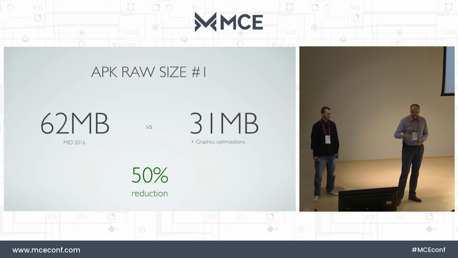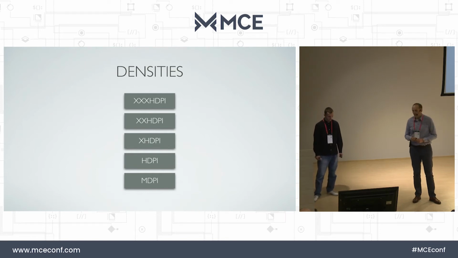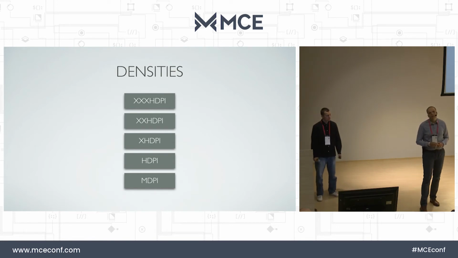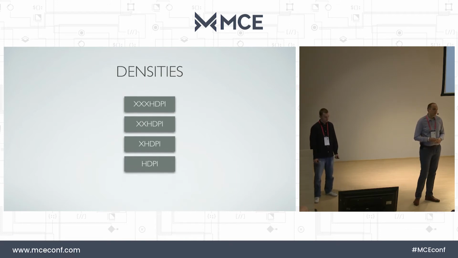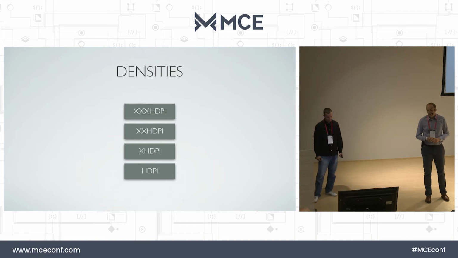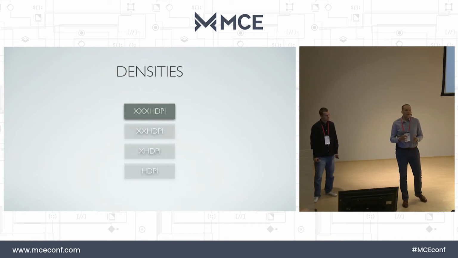The second thing we did was to look at the densities. We all know that the Android platform supports different screen densities, and we have dedicated folders for different graphics for different densities. We started with analyzing our user base, what their devices are, and we came to the conclusion that we can just, without any hesitation, drop MDPI, because nobody used those devices, and we end up with those four densities.